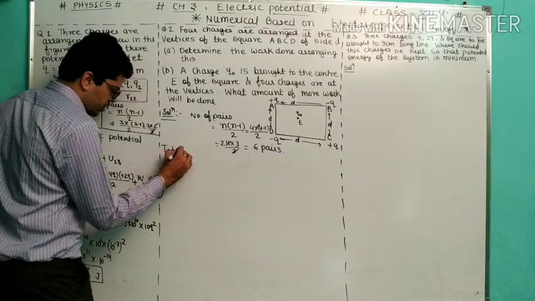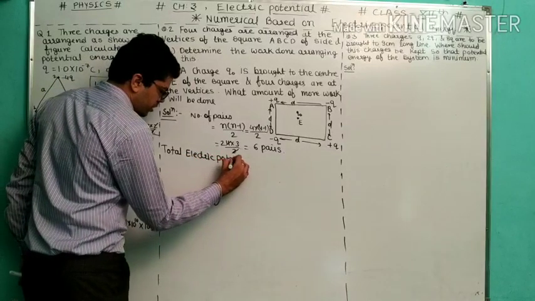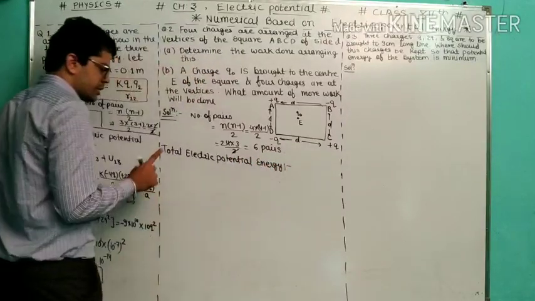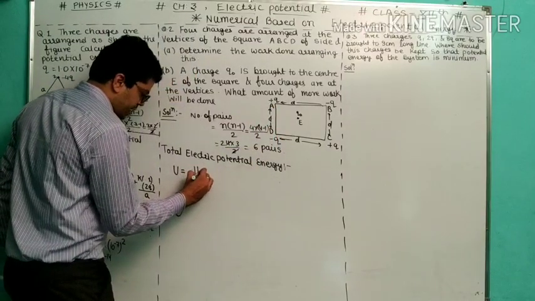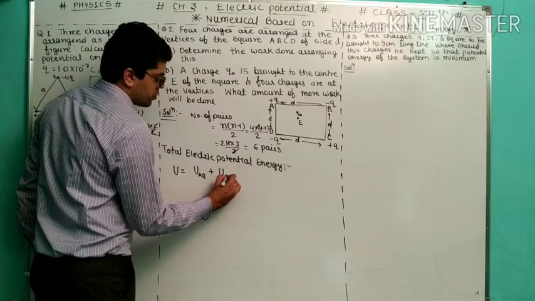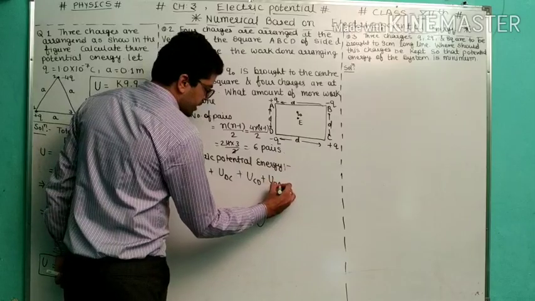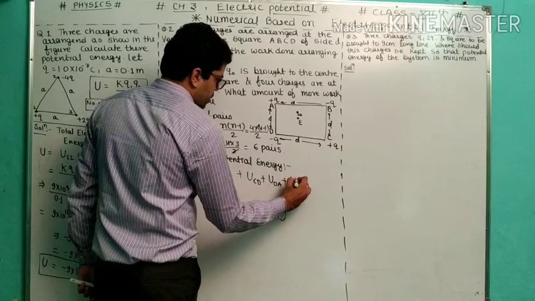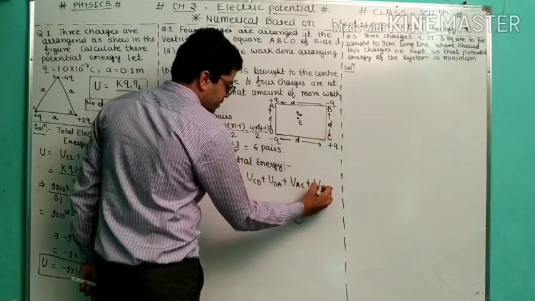Now I can just start here, total electrical potential energy, 6 pairs. So let's find out the pairs, first and second. Here I can write UAB, and then UBC, and then UCD, and then UDA, electrical potential energy due to D charge and A charge, and then we have UAC, and the last one is UBD.